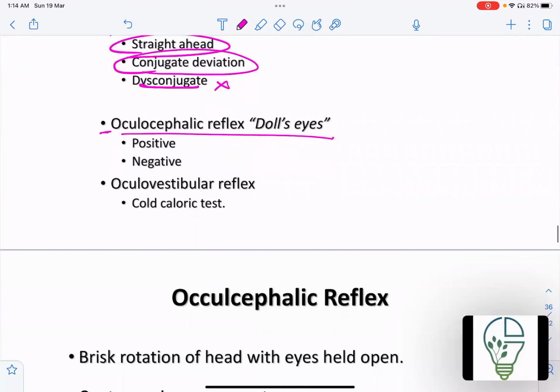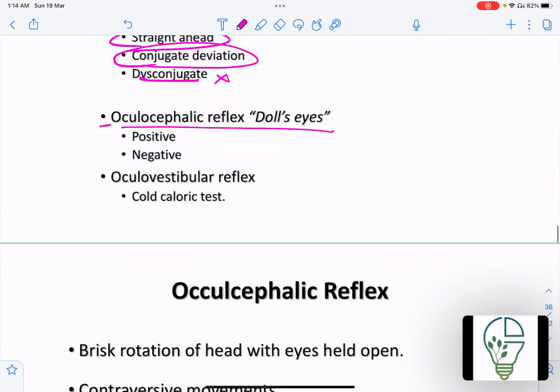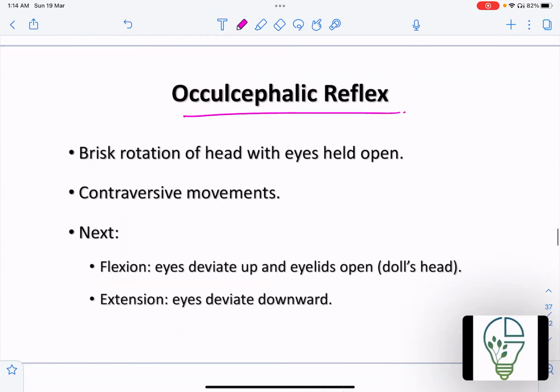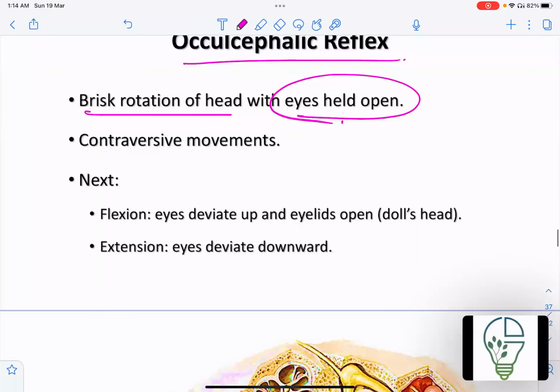The other one is the oculovestibular reflex, which is called the caloric test, which I'll explain in detail as we go down. Here, oculocephalic, which is doll's eye, a brisk rotation of the head with the eyes held open, and you can actually see that the movement is basically straight ahead. It's not going along with the head.